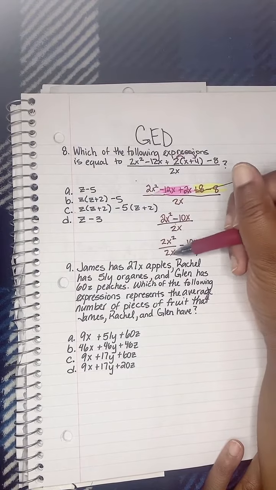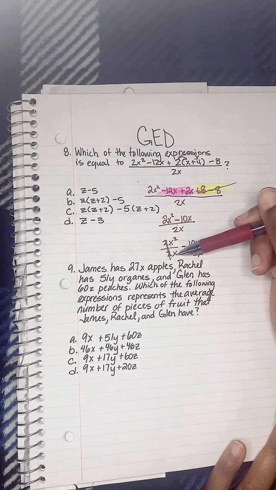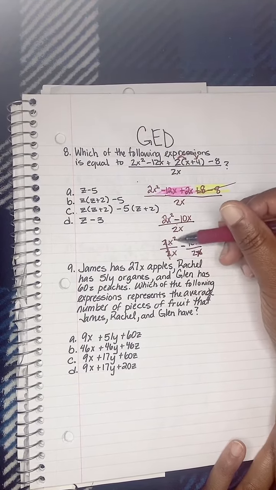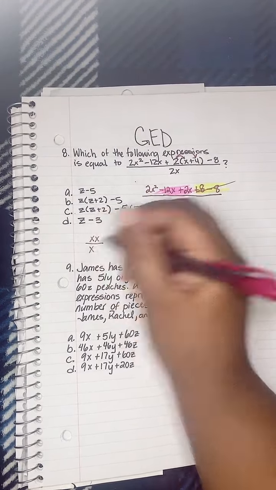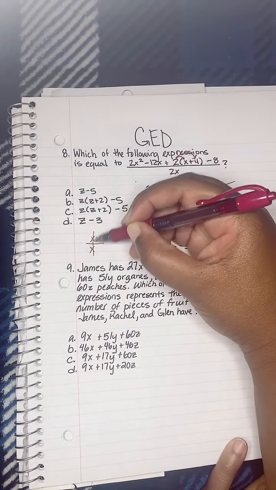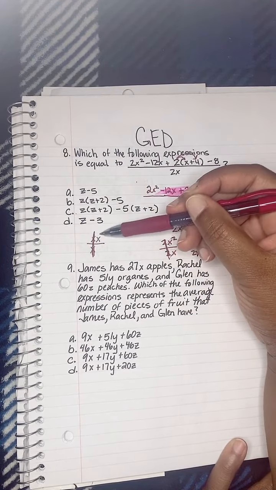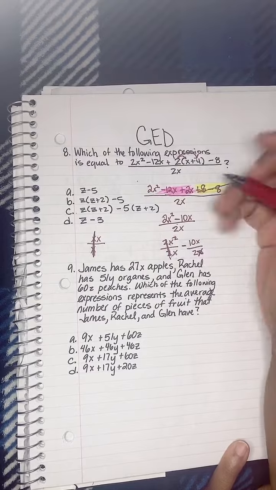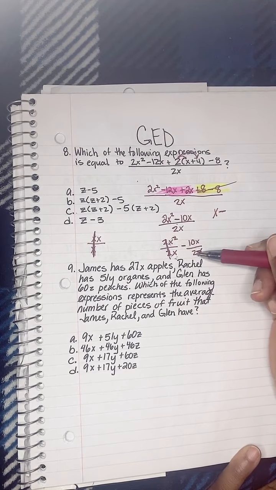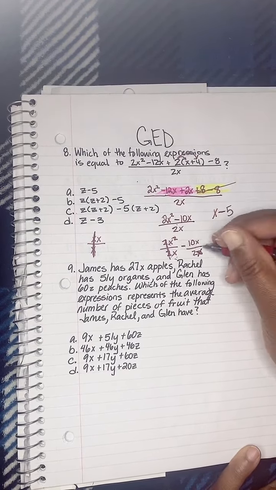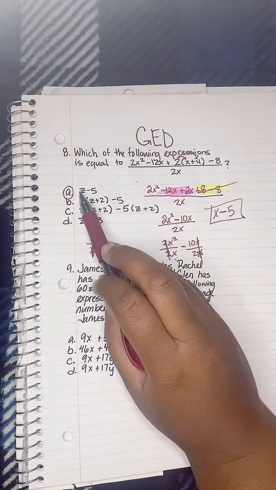So let's talk about here. 2 divided by 2 cancels. X squared divided by X. Okay, I really want people to understand this. X squared means I have X times X. Well, this X cancels with the other. X divided by X cancels. That's why we're left with 1X here. Minus 10 divided by 2 is 5. And then these X cancel. So A is our answer. This is supposed to be X, y'all.